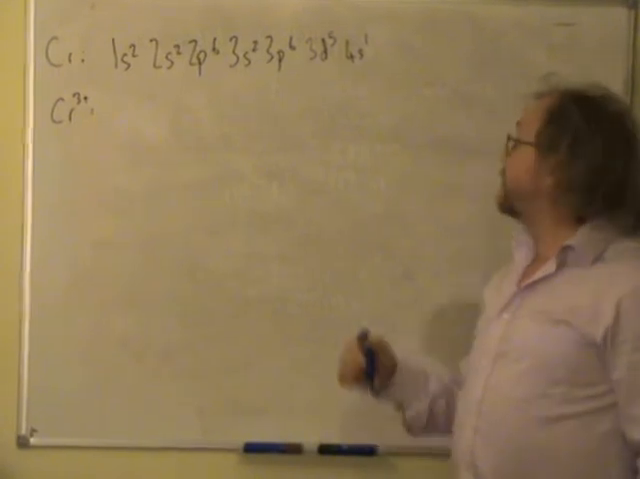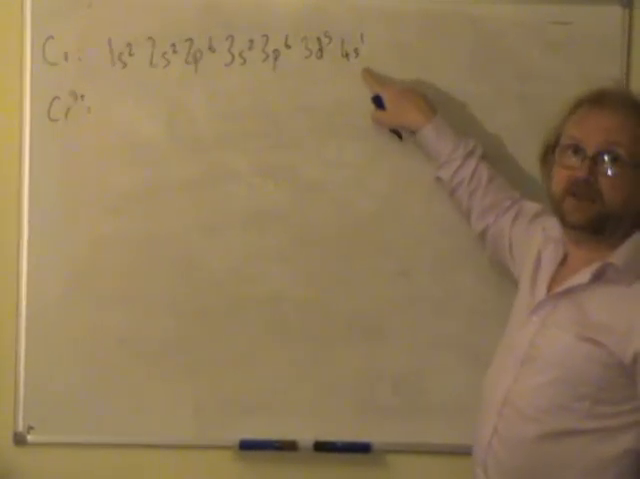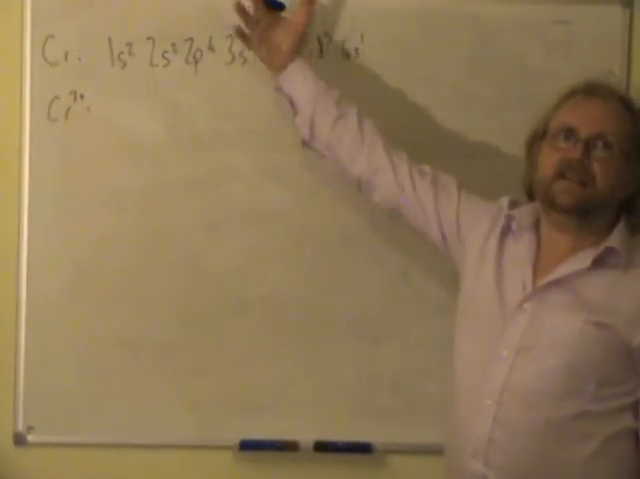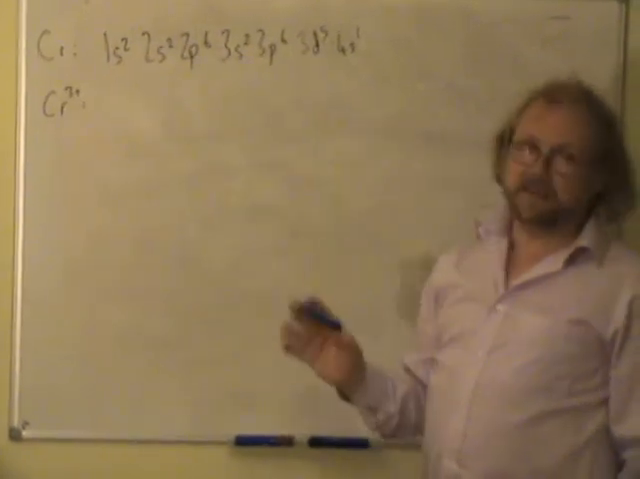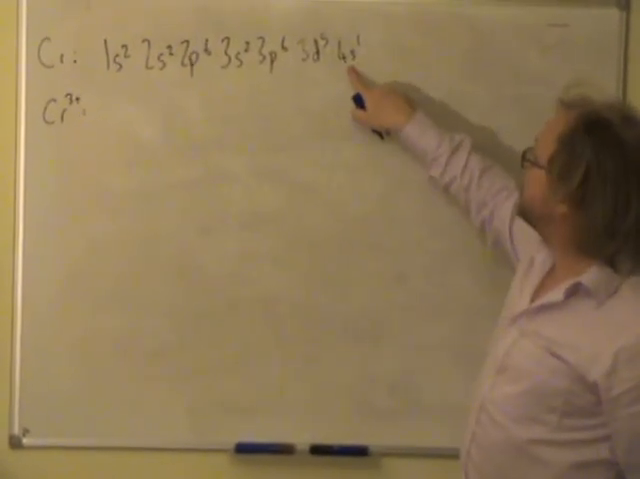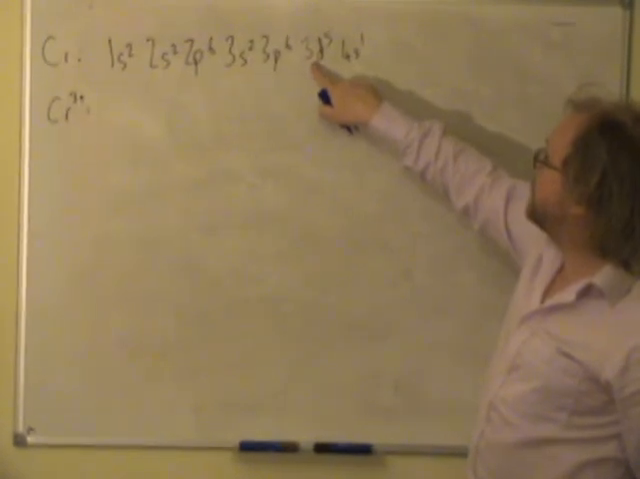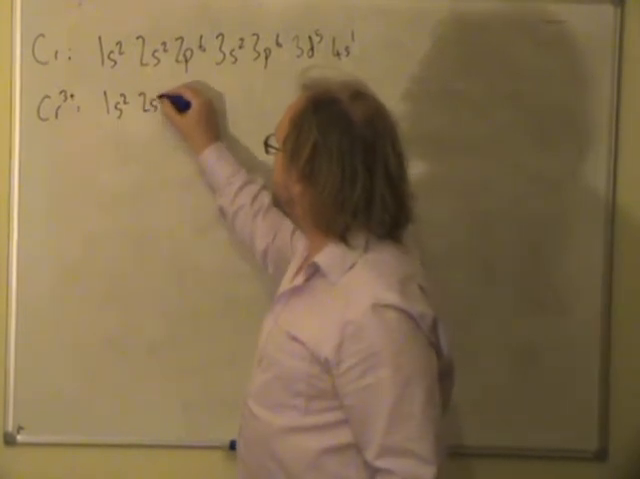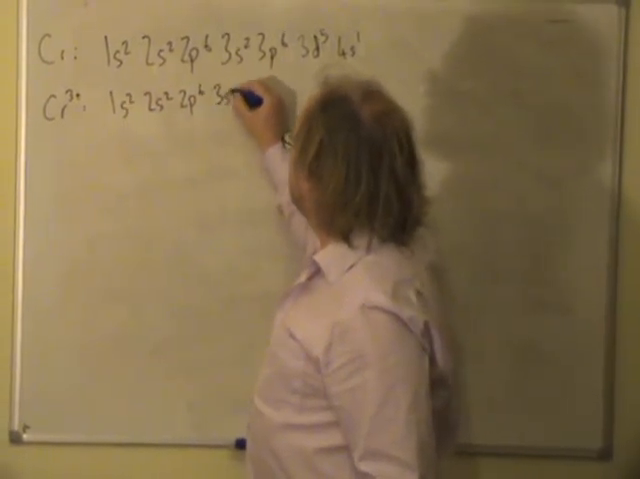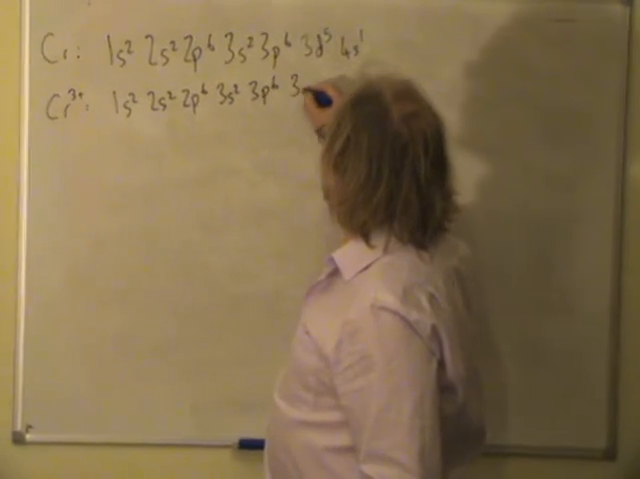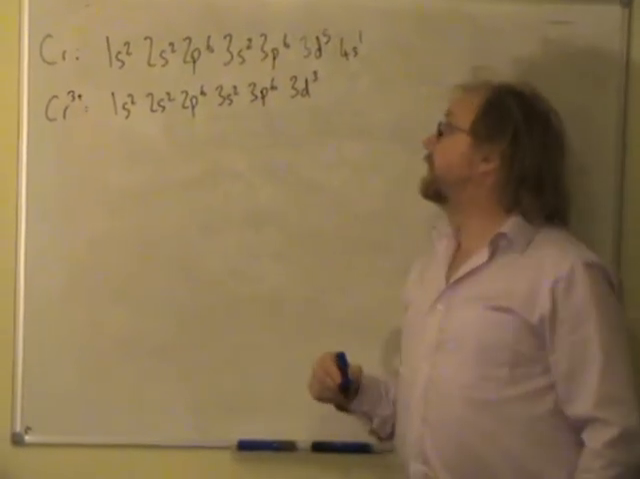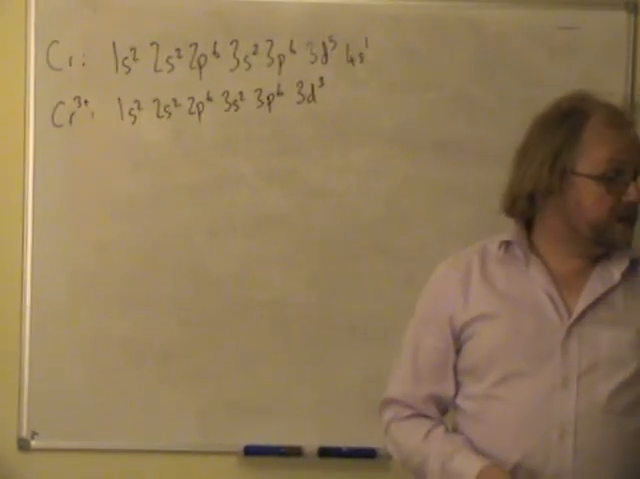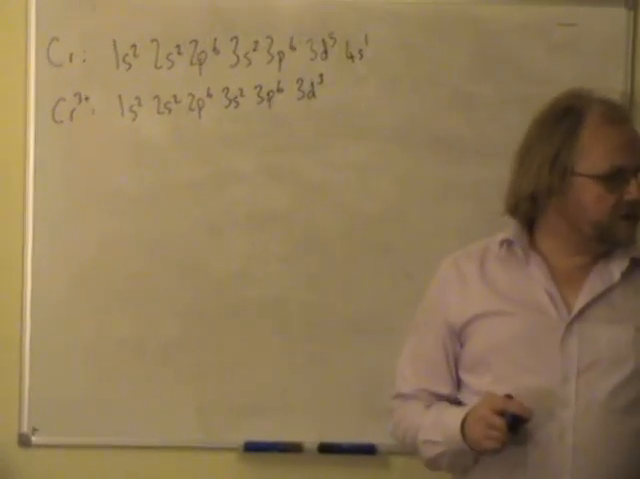So that's chromium. Chromium 3+, what you have to remember in that case, and again this is true for all transition element ions, is that they always lose 4s first. It's hugely important that you remember that. So the 4s comes out, and then as well as that, as many 3d electrons as you need to reach the overall charge. So in this case 1+ takes the 4s away. To reach 3+, we need to take 2 3ds away as well. So we still have all of these inner subshells filled up, but we now have only 3d3 in that subshell there.